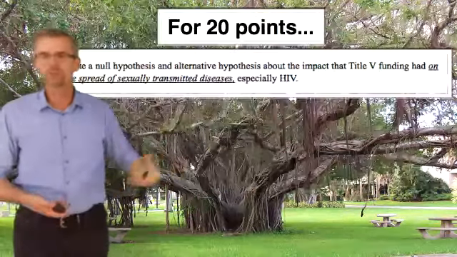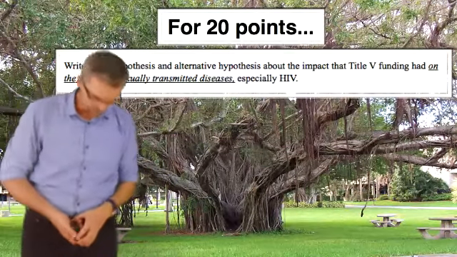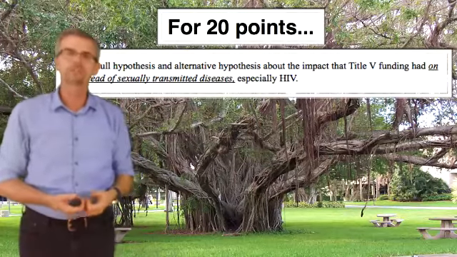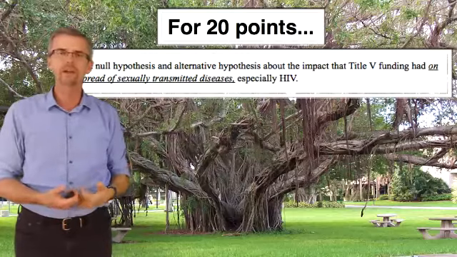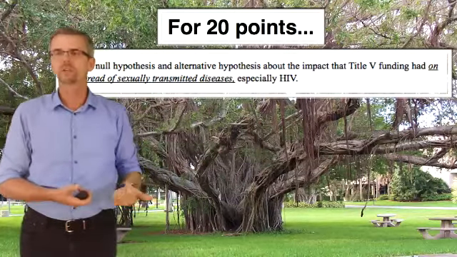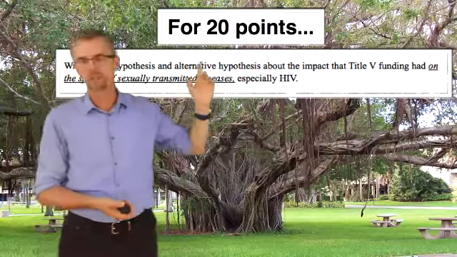And so that's for your 20 points for this assignment, assignment number 3. What I want you to do is write a null hypothesis and an alternative hypothesis about the impact that Title V funding had on the spread of sexually transmitted diseases, especially HIV.